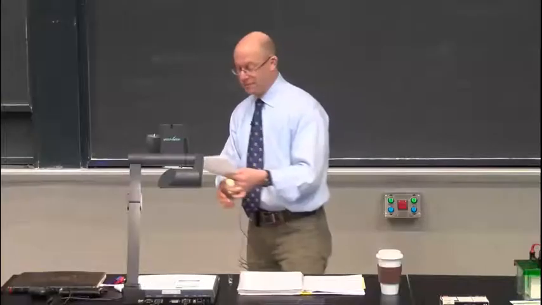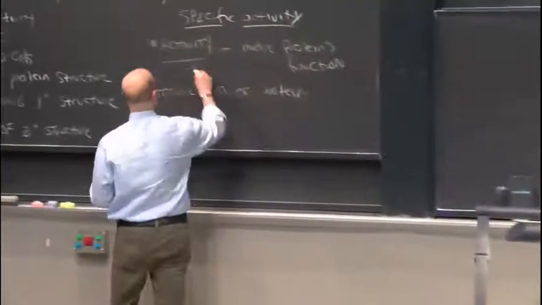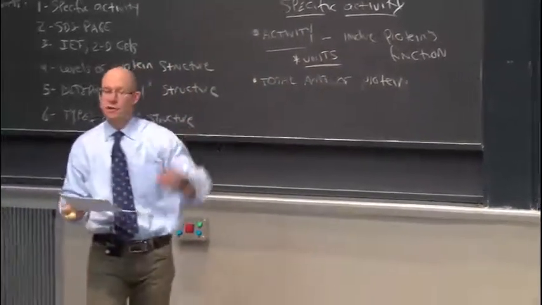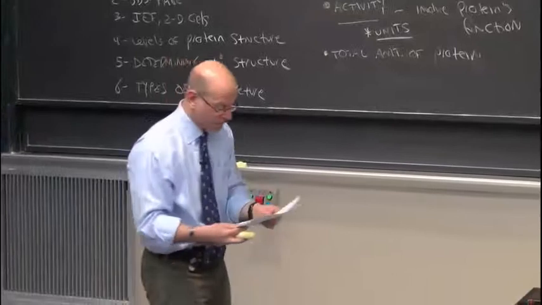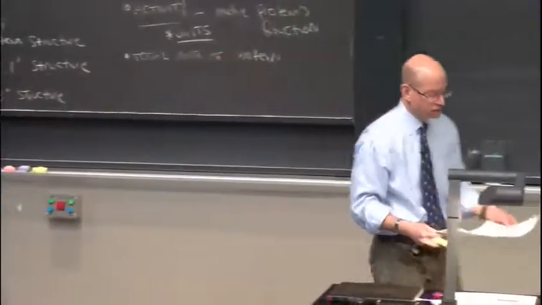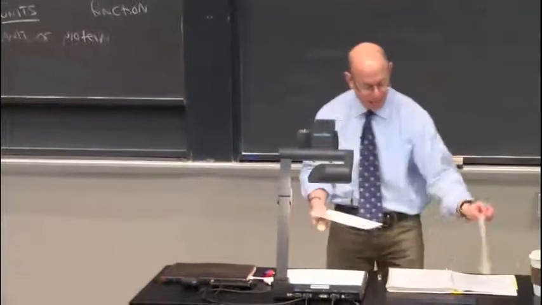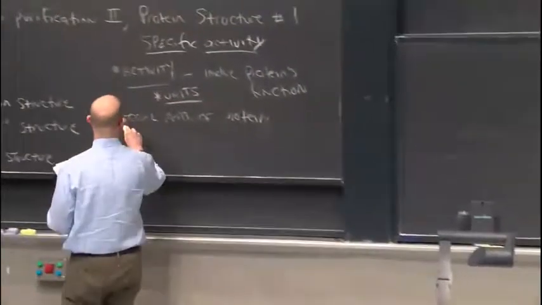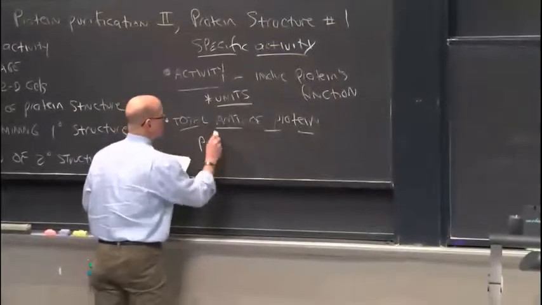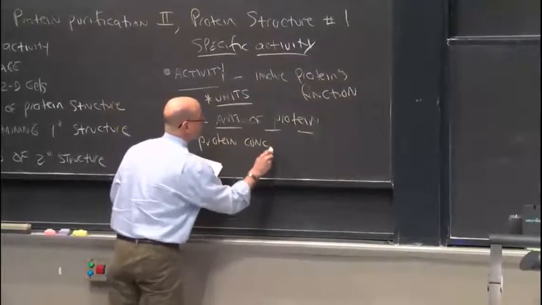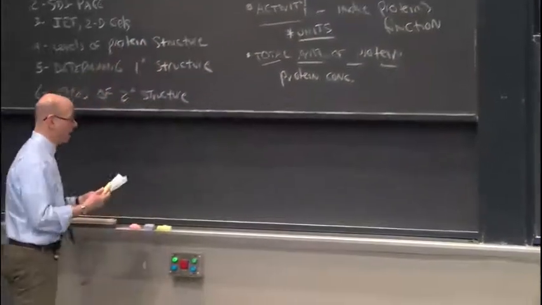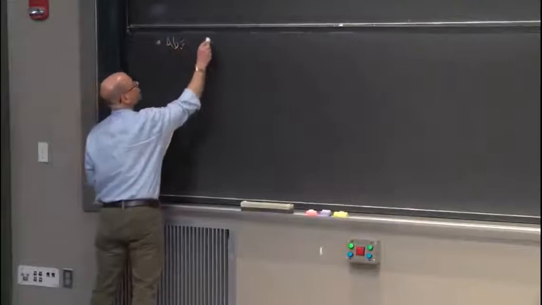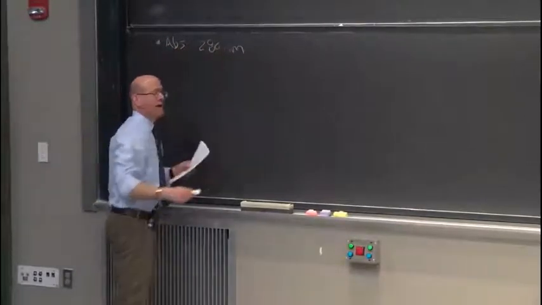Now, we're going to measure this activity in units. The units will be different depending on what the protein does, but I've given you an example of one type of units. Now, how do I measure the protein concentration? There are a couple different ways. I need to know the total amount of protein, so I need to know protein concentration. One way I could do this right away is to just measure the absorbance, say at 280 nanometers.